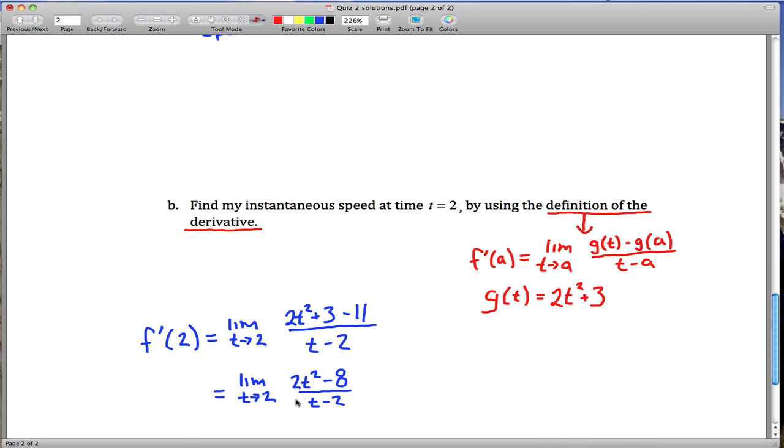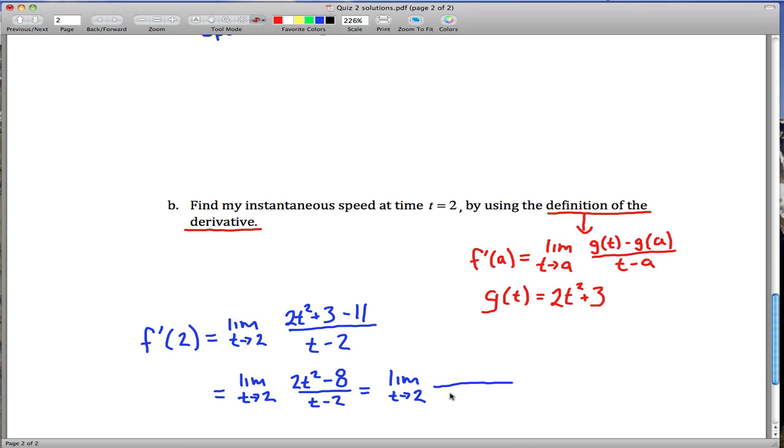We can't just plug in 2's for t's or we'll end up with 0 over 0, so what we have to do is factor out the top. Saw a few different ways of doing this. Maybe the most clever was if you first factor out a 2 from the top, you end up with t squared minus 4, which is a difference of squares, right? It's t minus 2 times t plus 2. So some people factored it that way, pretty clever.